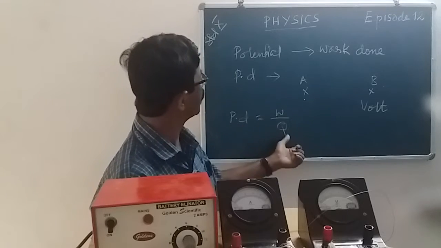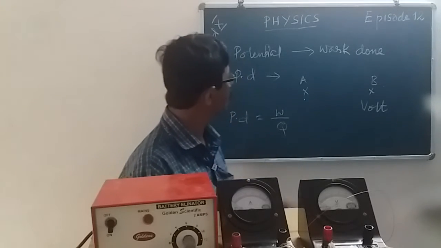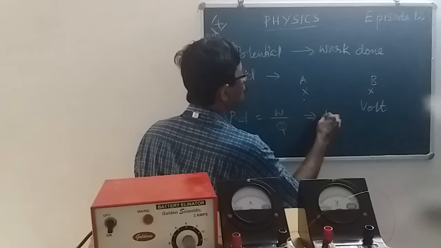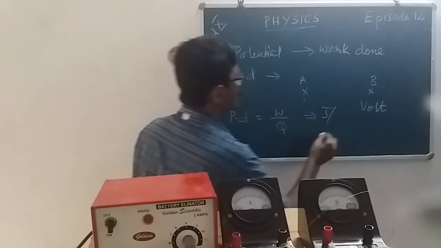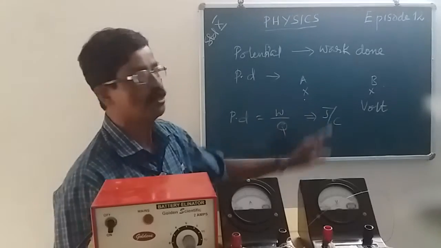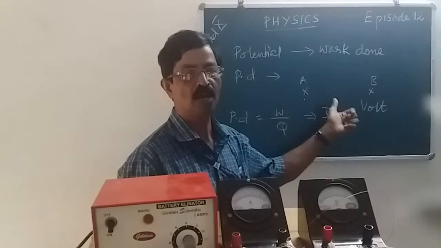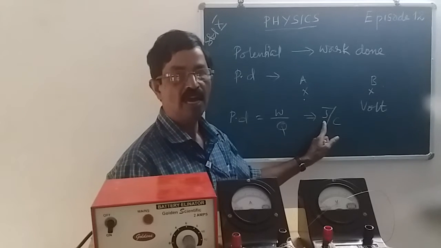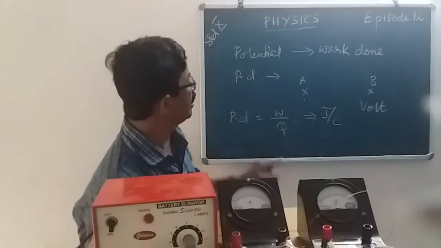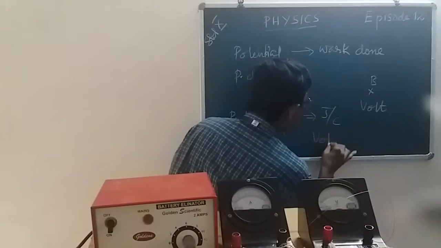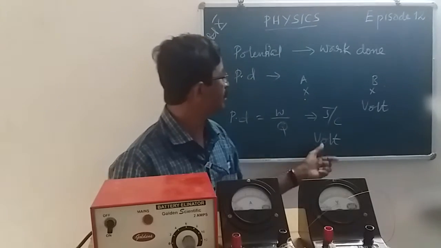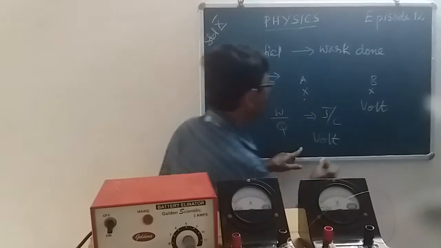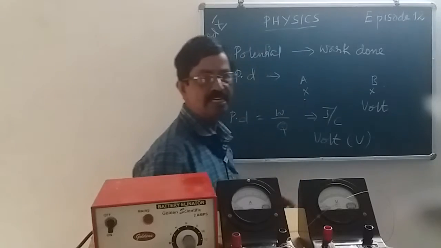So potential difference is equal to work by charge. The unit of work is joule and the unit of charge is coulomb. So the actual unit of potential difference is joule per coulomb, and this unit is named in the name of Alessandro Volta. So joule per coulomb is taken as a volt, and its symbol is V.